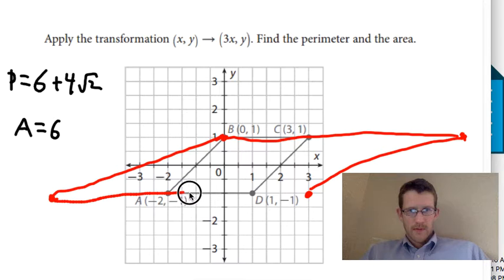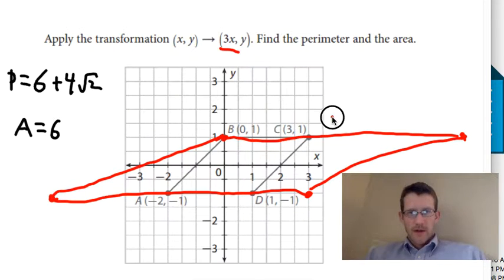Then this one's a little straighter. Okay, so we have this beautiful parallelogram that I've just drawn, and it's done this transformation, right? So the question is, what is the new perimeter? What is the new area? And we'll do area first.